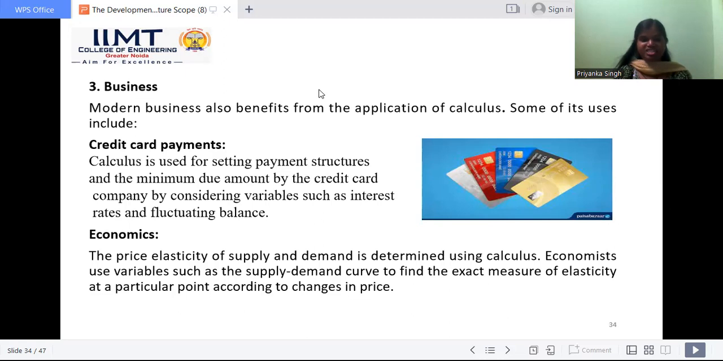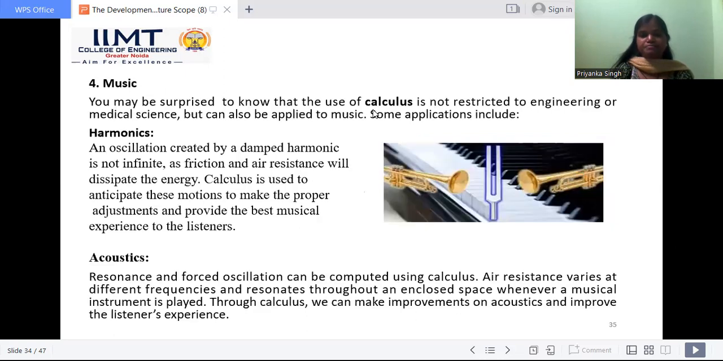Economics. The price elasticity of supply and demand is determined using calculus. Economists use variables such as the supply and demand curve to find the exact measure of elasticity at a particular point according to change in price.